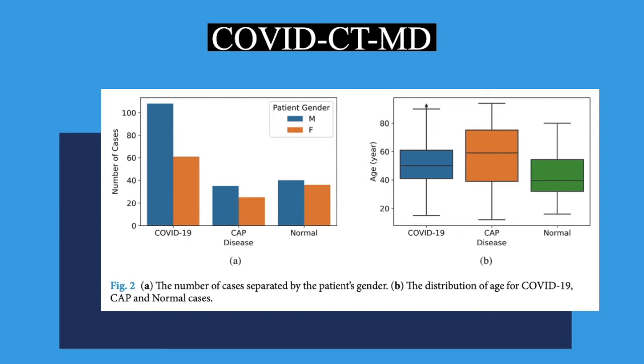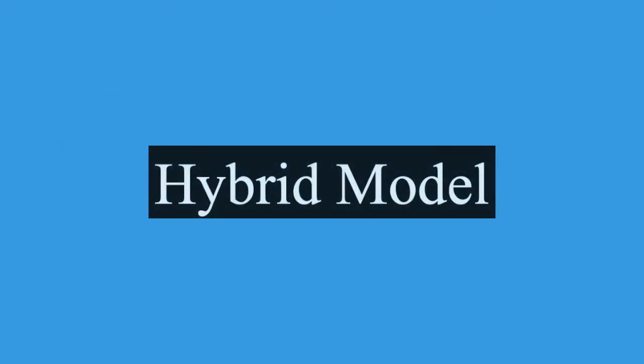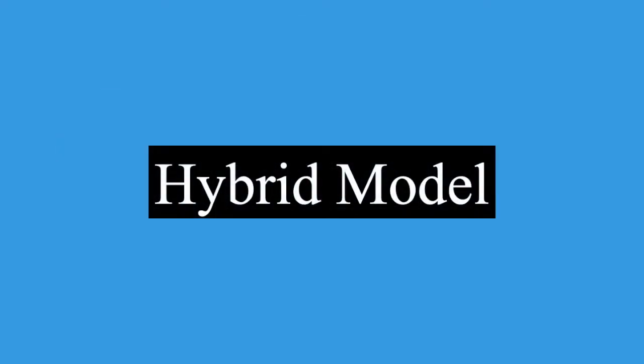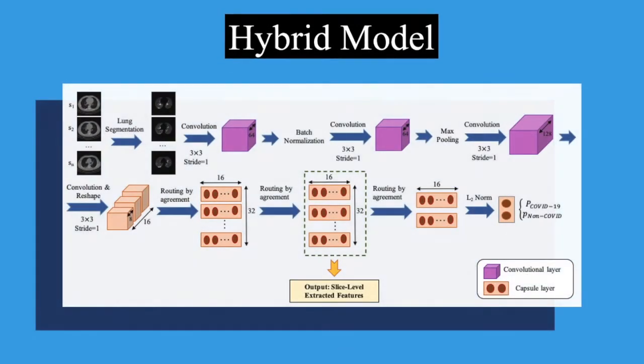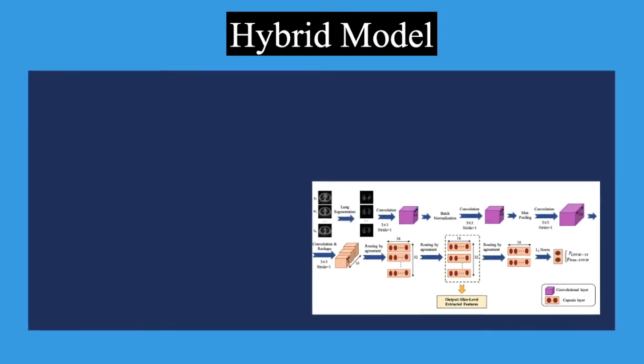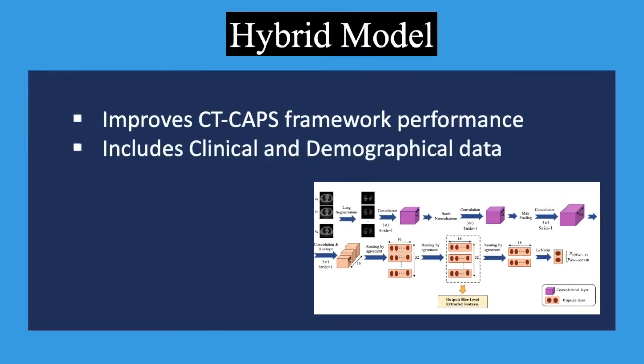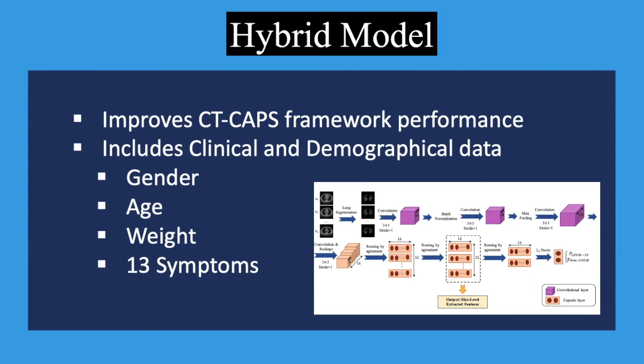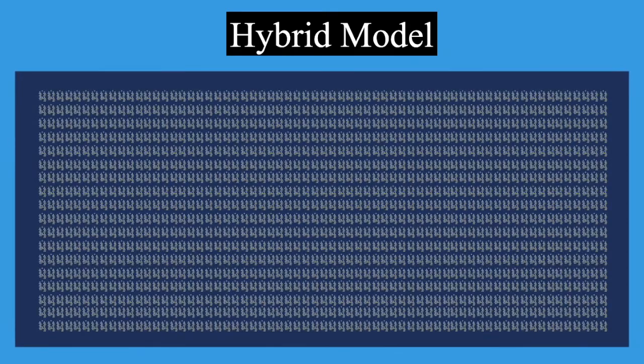Using the COVID-CT-MD dataset, we leveraged the performance of the COVID-CAPS to develop the CT-CAPS framework. Furthermore, a hybrid model was built to improve on the CT-CAPS performance. The hybrid model performs better because it incorporates clinical and demographic data. The data includes gender, age, weight, and the appearance of the 13 most common symptoms upon admission to the imaging center. The model also leverages a random forest classifier for diagnosis.